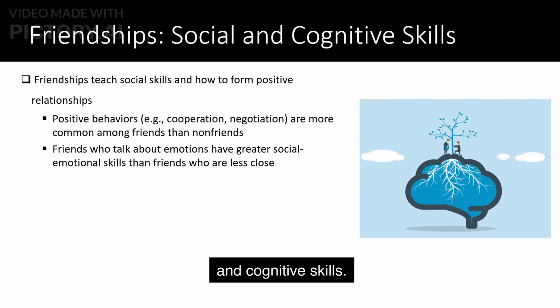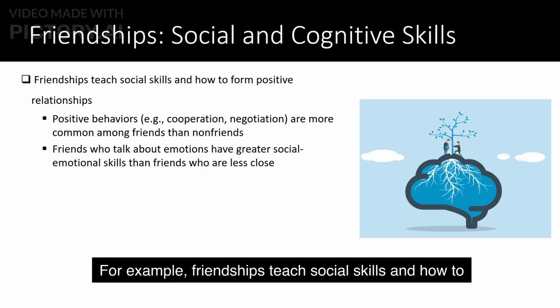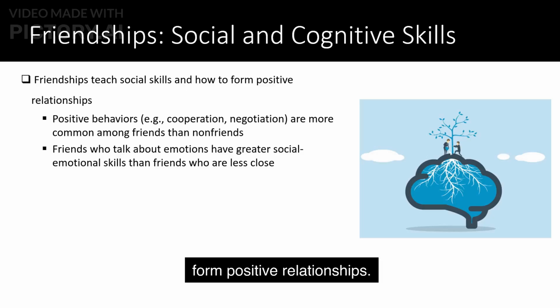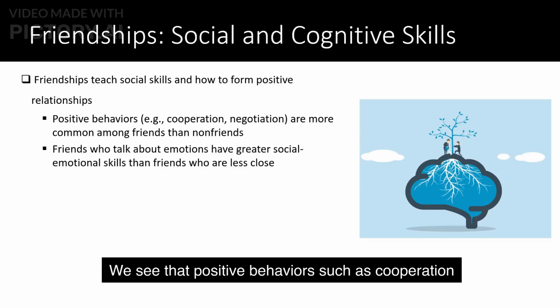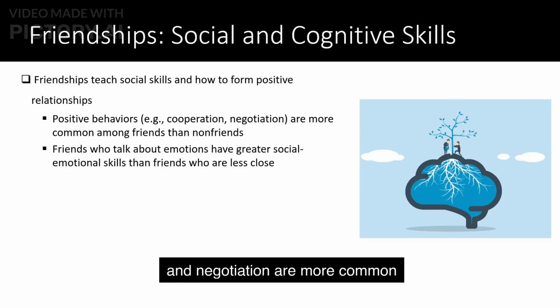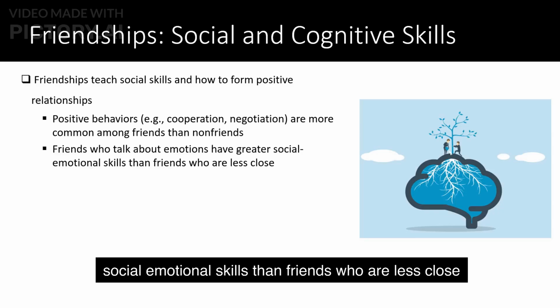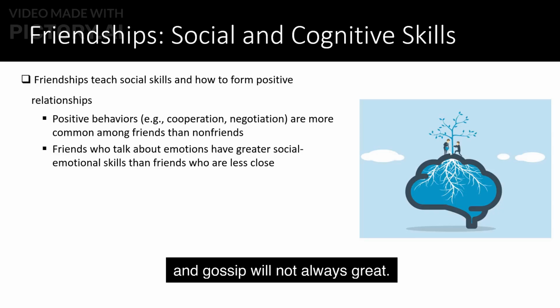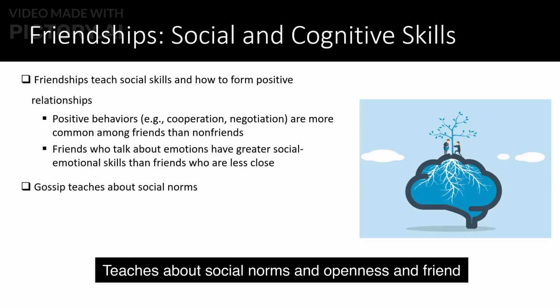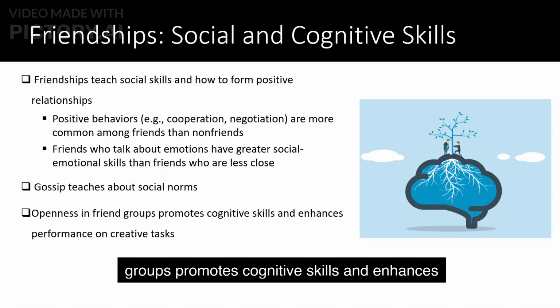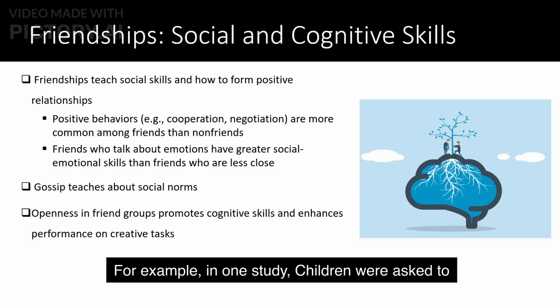Friendships also help with social and cognitive skills. For example, friendships teach social skills and how to form positive relationships. We see that positive behaviors such as cooperation and negotiation are more common among friends than non-friends. And friends who talk about emotions have greater social emotional skills than friends who are less close. And gossip, while not always great, teaches about social norms. And openness in friend groups promotes cognitive skills and enhances performance on creative tasks.